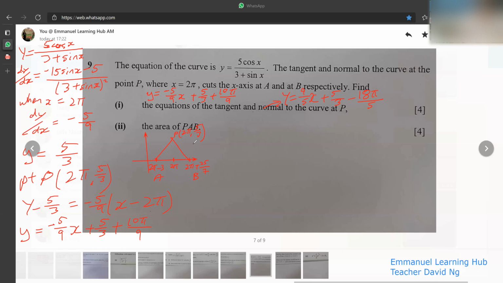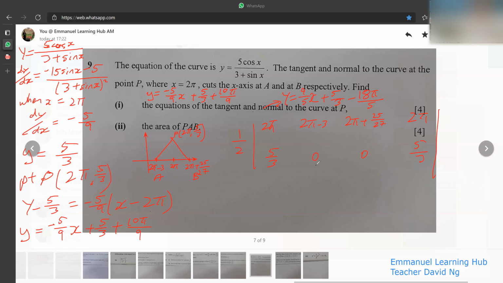So area of PAB will be half, then 2 pi, 4/3, then 2 pi minus 3, 0, 2 pi plus 25/7, 25/27, 0, and 2 pi, and 5/3.